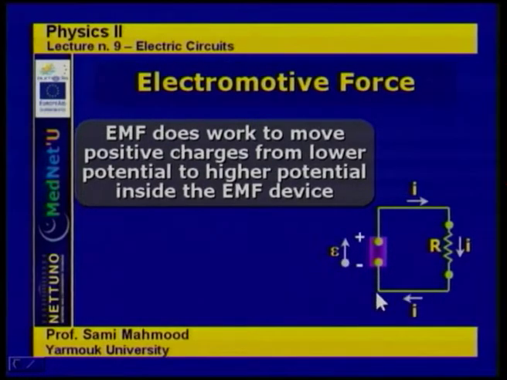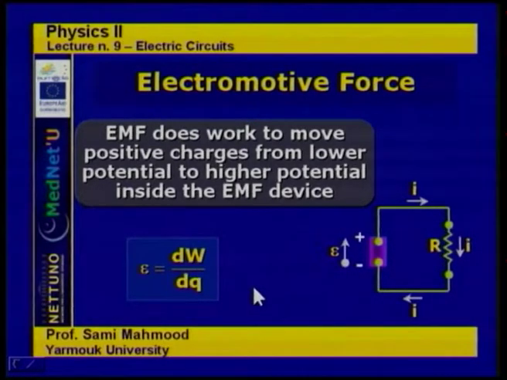And as the current, or the positive charges, reach the negative terminal of the device, the electromotive force does work to pump the charges up from the negative terminal to the positive terminal. And then the charges go naturally through the resistance, because this point in the resistance is at higher potential than this point, and thus the charges just drop naturally across the resistance.